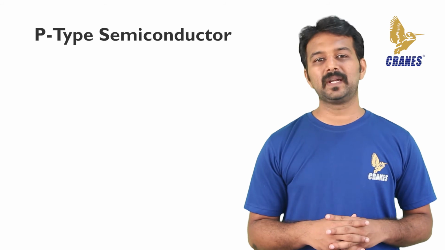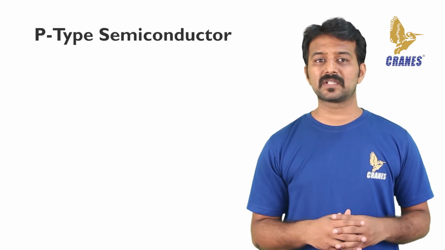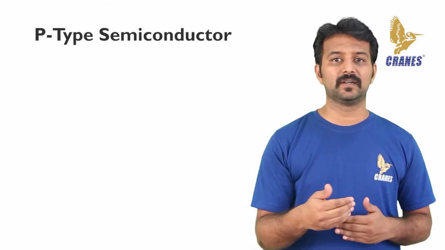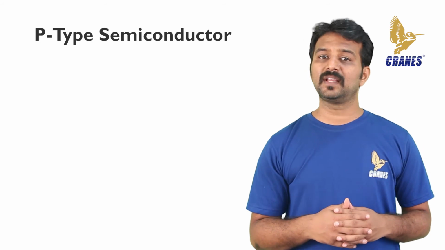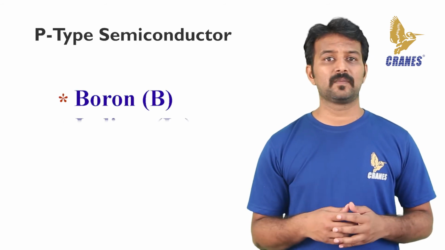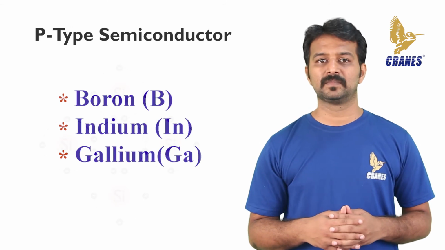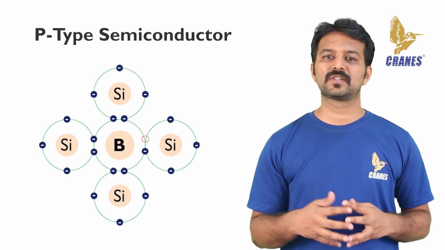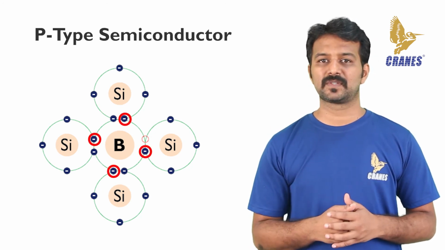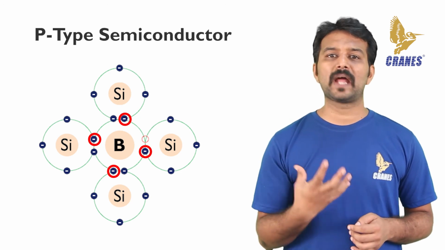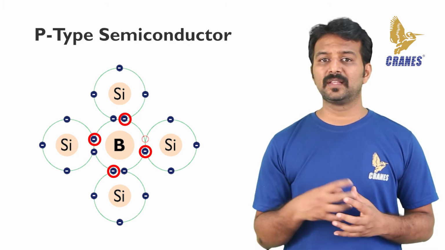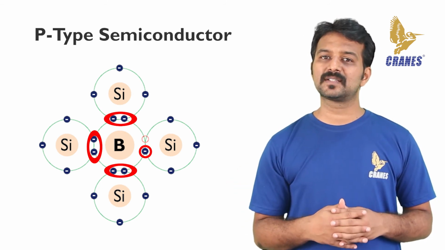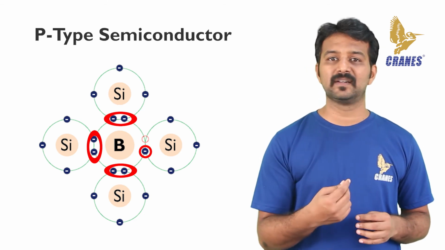Let's discuss the P-type semiconductor. To increase the number of holes in intrinsic silicon, trivalent impurity atoms are added. So these are atoms with 3 valence electrons such as boron, indium and gallium. As illustrated, each trivalent atom forms covalent bonds with 4 adjacent silicon atoms. All 3 of the boron atom's valence electrons are used in the covalent bonds, and since 4 electrons are required, a hole results when each trivalent atom is added.